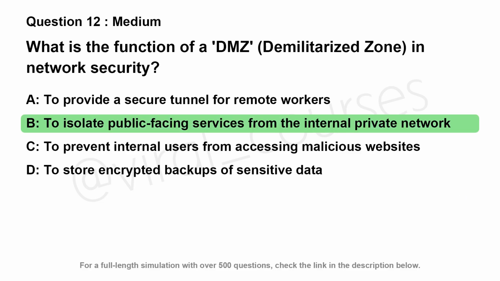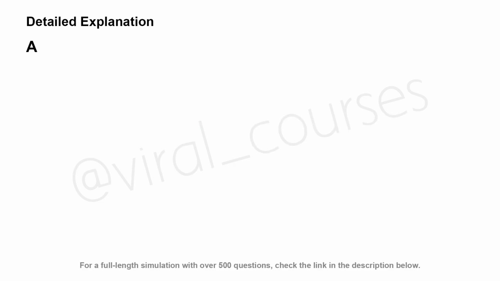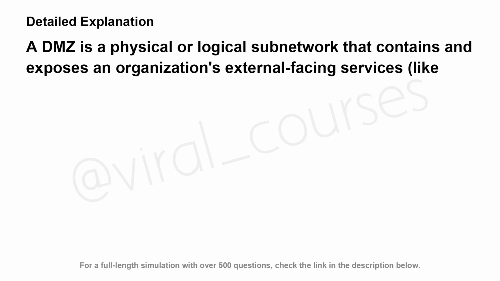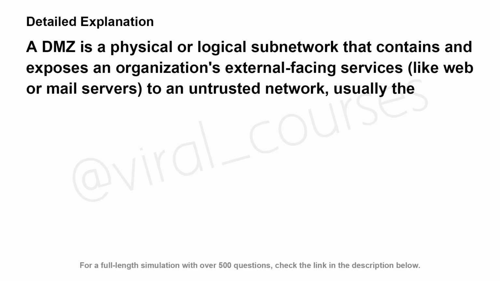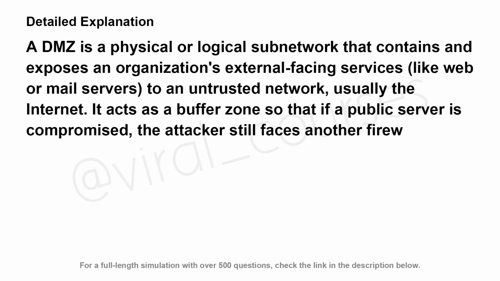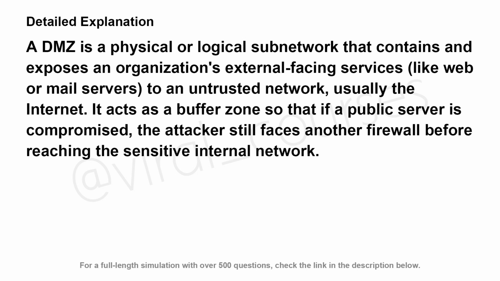The correct answer is B. A DMZ is a physical or logical subnetwork that contains and exposes an organization's external-facing services, like web or mail servers, to an untrusted network, usually the Internet. It acts as a buffer zone so that if a public server is compromised, the attacker still faces another firewall before reaching the sensitive internal network.